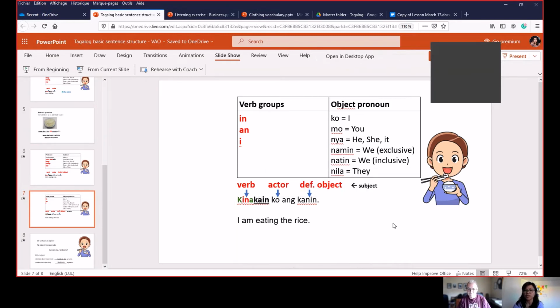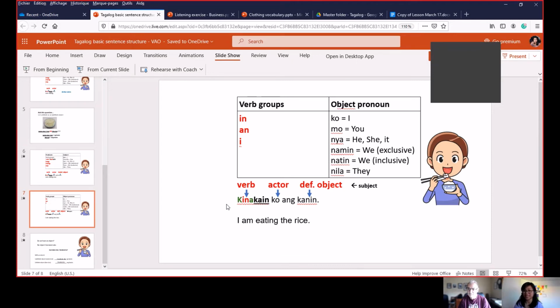So here I'm going to explain what will happen to our definite object. Now that we know we have to grab our verb here, the next thing to do is grab our pronouns from the object pronoun group. Now we have kinakain ko ang kanin. Now listen carefully. Kinakain ko.